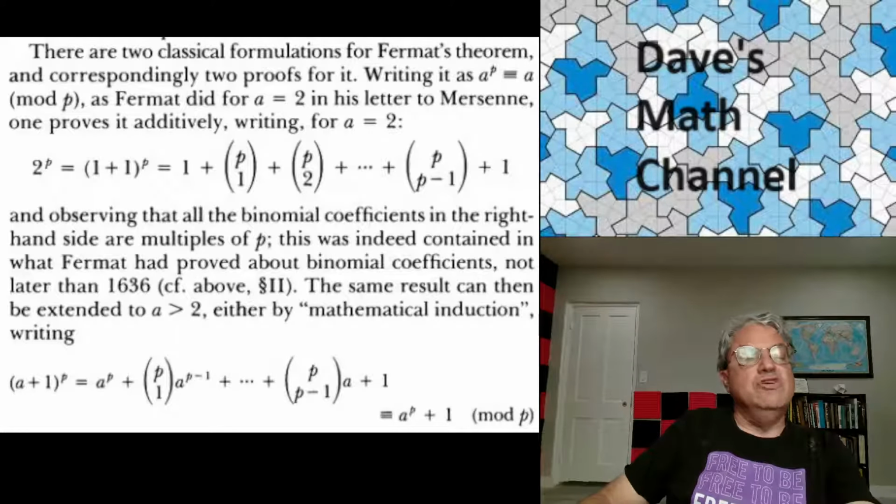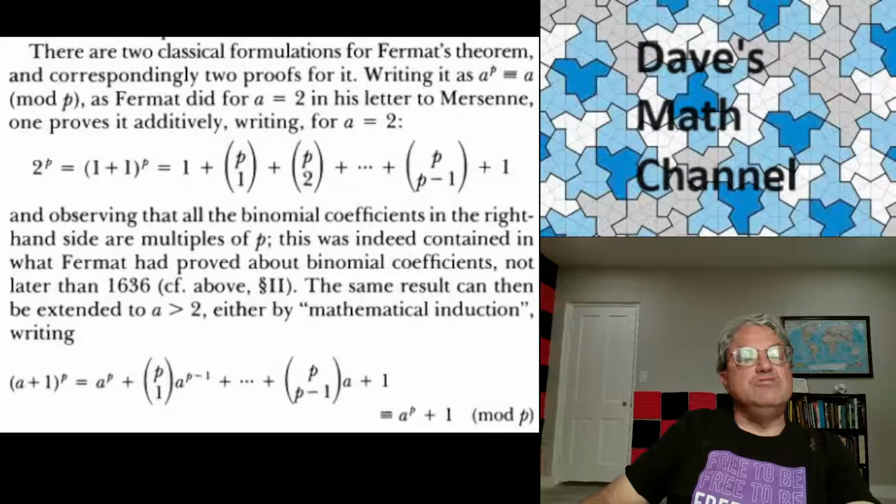To complete the proof, you can just do what's called mathematical induction. You assume that it's true for some a, and then prove it's also true for a plus 1, which is what we do on the bottom line here. Actually, you don't even have to assume that a is not divisible by p. a is an arbitrary integer here. So we're assuming that a to the p is congruent to a mod p for some arbitrary integer a, and we want to prove that it's true for a plus 1.